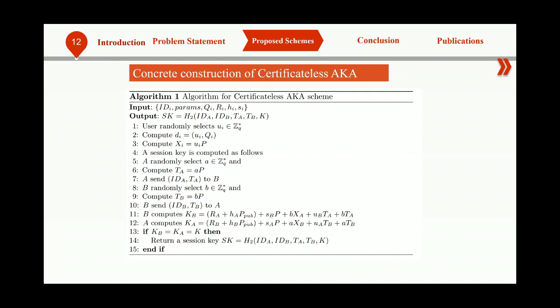So the user randomly selects Ui, computes Di, computes Xi. A session key is computed as follows. User A selects a secret value from set Z and computes TA, sends his identity to B, and B computes in the same way. We end up with the session key of A equal to that of B, as you are seeing in this algorithm table. But this does not mean that we are going to remain with the same key every time. When A and B want to communicate, they will be computing the key agreement.